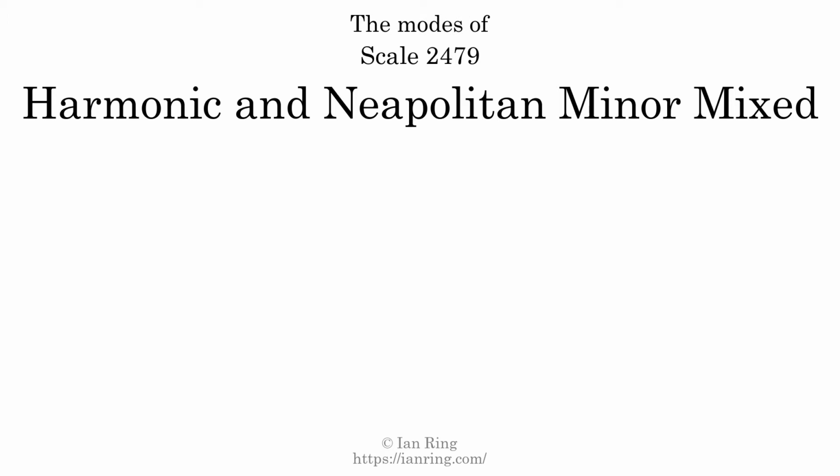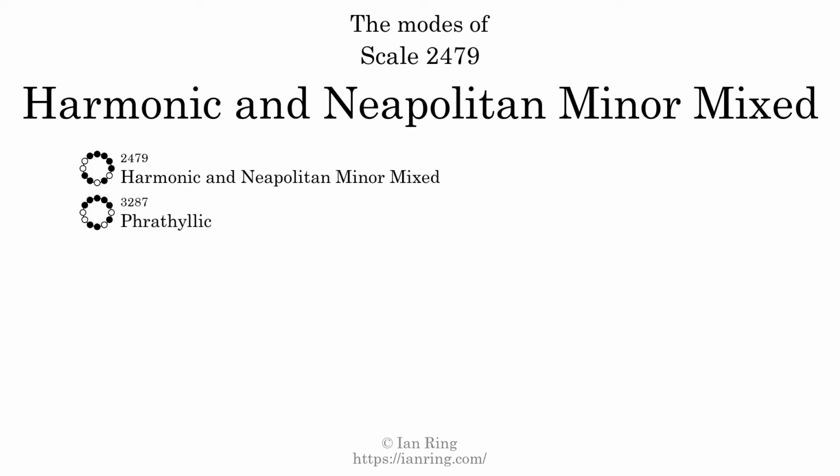This scale has 8 modes. The first mode is itself. The second mode is scale 3287, also known as frothilic. It sounds like this.